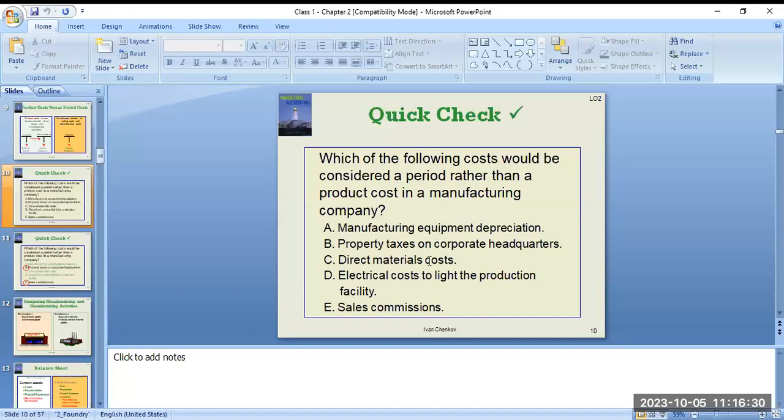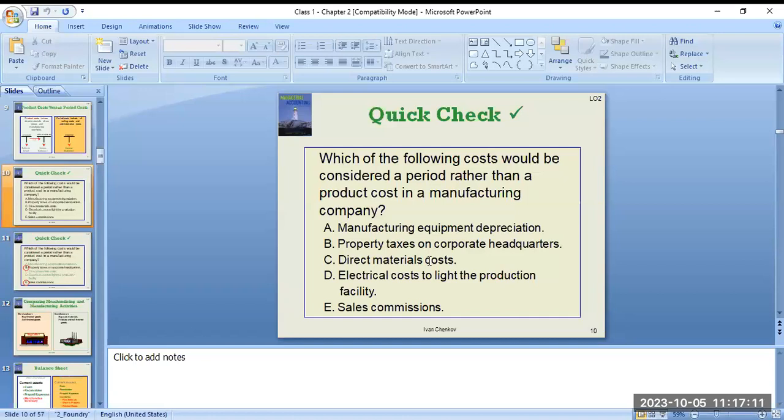Let's see the next one. Property taxes on the corporate headquarters. Is this related to the product? No. What kind of cost is it? Period cost. Could you say again what kind of cost manufacturing equipment depreciation is? That's a product cost, manufacturing overhead. Direct material, product cost.